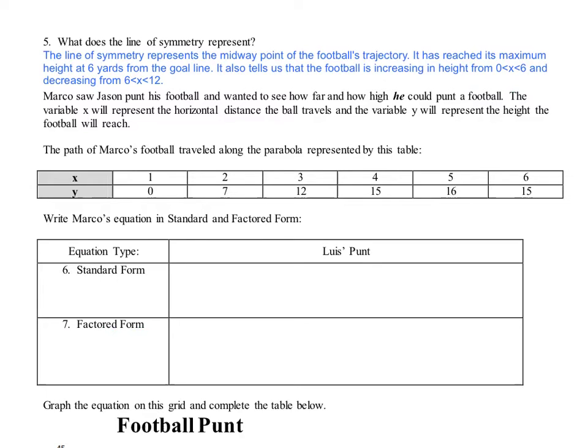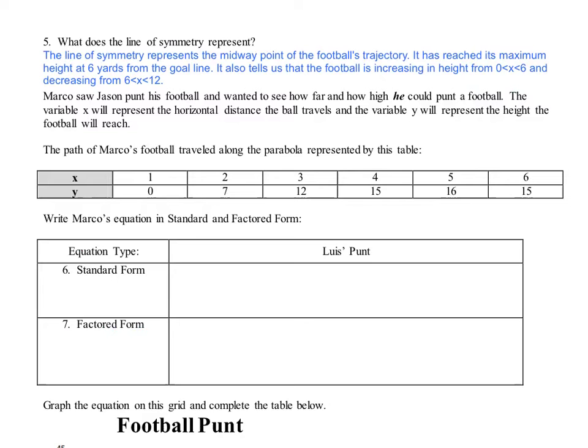So for question number 5, what does the line of symmetry represent? The line of symmetry represents the midway point of the football's trajectory. That just means the football's path. At the line of symmetry, it's going to be at halfway. So it has reached its maximum height at 6 yards from the goal line. The line of symmetry says this is the point at which it's going to stop increasing and start decreasing. So it also tells us that the football is increasing in height from 0 < x < 6, and it's decreasing from 6 < x < 12.